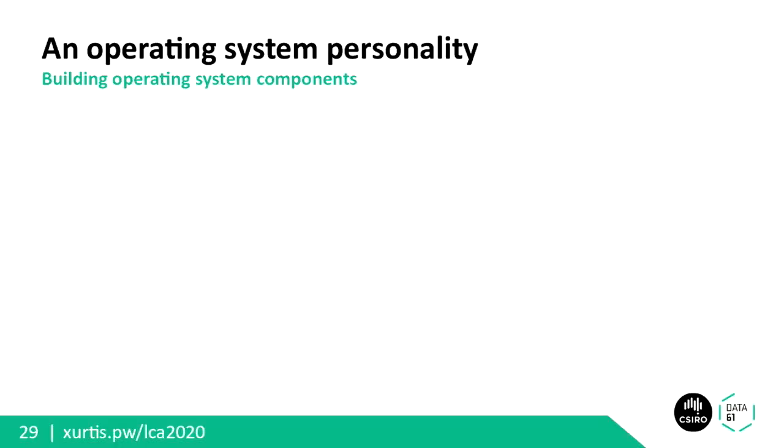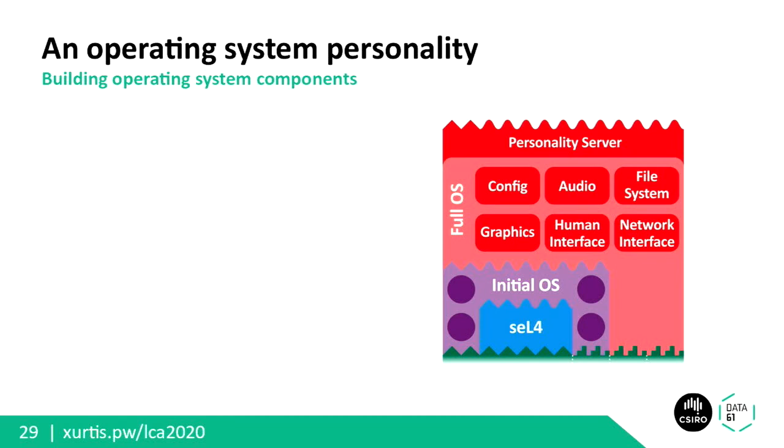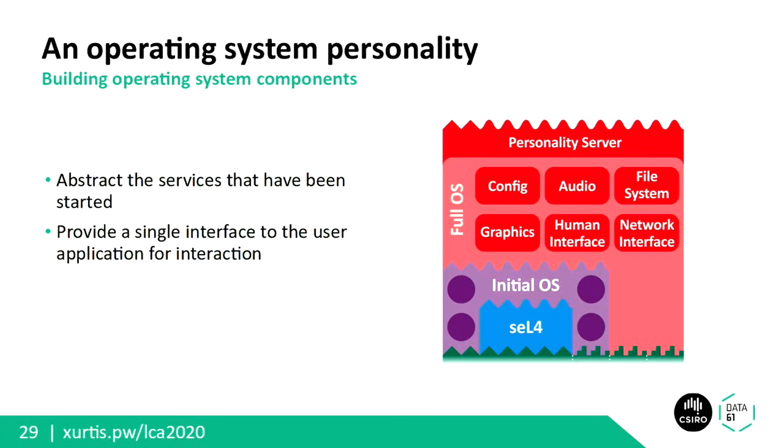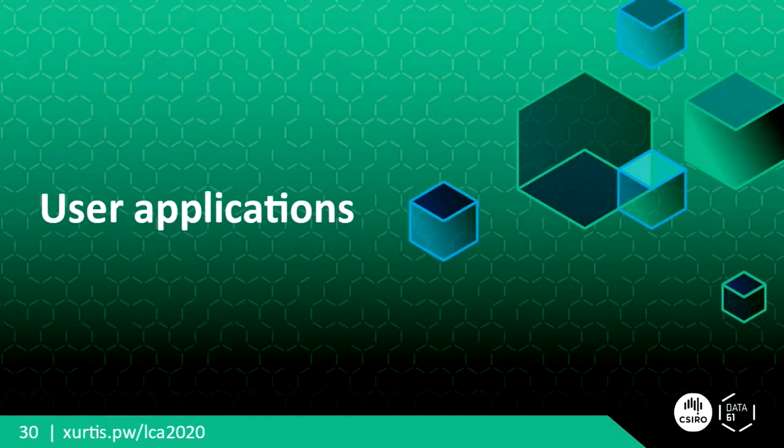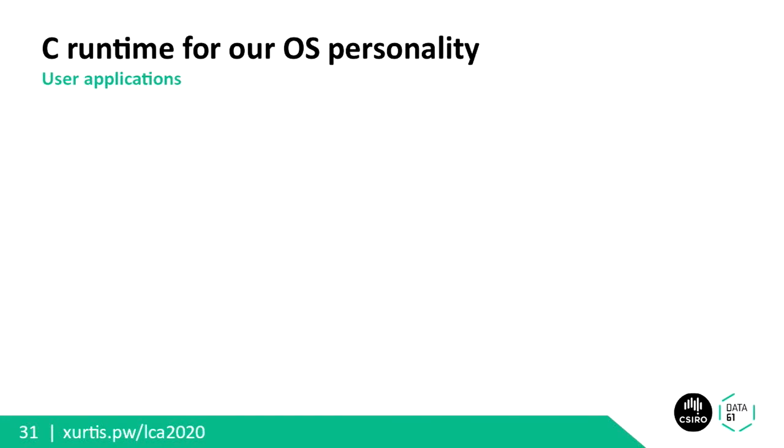So we may want to have this similar personality model. We may wrap all of our interfaces, all of our components into a single personality and provide that as a personality server to our applications. We abstract all of the services. We now have a single interface that all of our applications are programmed to. And in the case of any duplicated systems we might have started, we may have multiple file systems, multiple network interfaces. We may at this point decide to virtualize and unify them so that they are more accessible for our runtime. And so what user applications can we now run on our operating system?